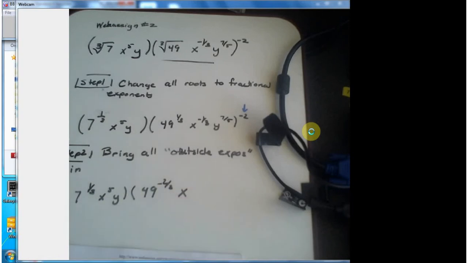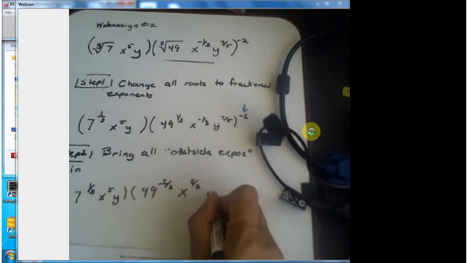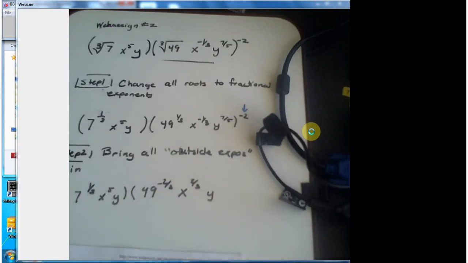What happens to the x to the -1/3 and -2? What do I do with them? Multiply them. So it becomes what? +2/3. What do I do with the exponent from the y?